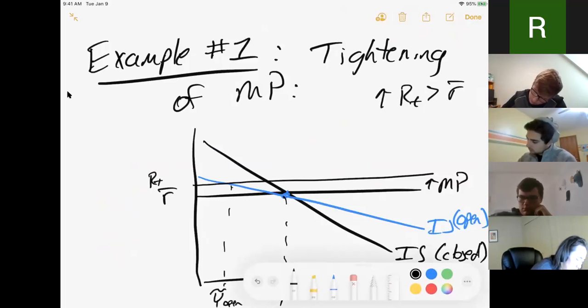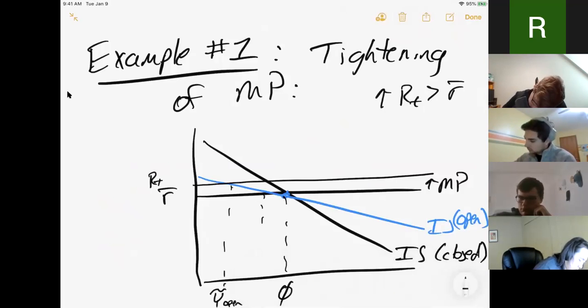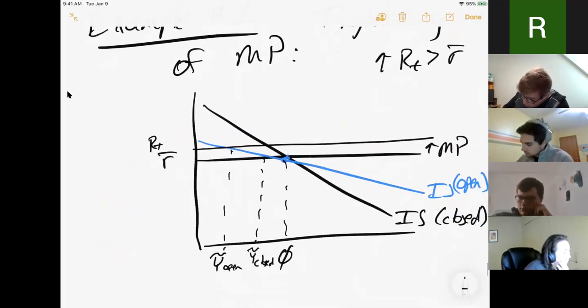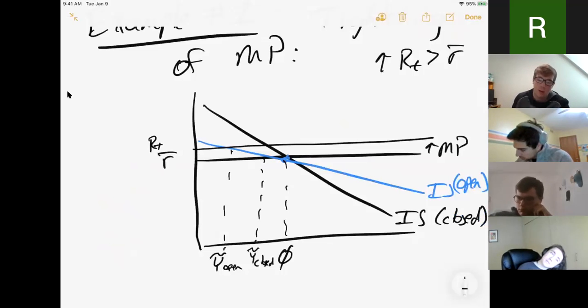Notice that output is going to fall by more in an open economy than a closed economy. Why? Because you have this extra effect. In a closed economy, you don't have to think about net exports. But in a more open economy, changes in net exports become a bigger factor here.